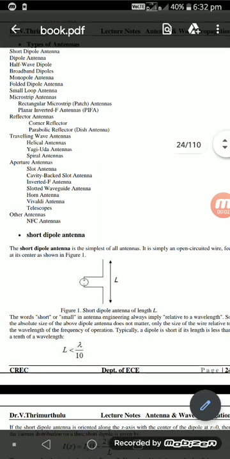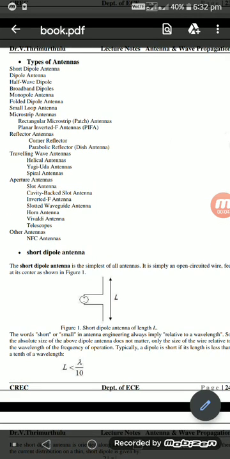Next topic, types of antenna. This type of antennas is the entire second unit. This second unit covers thin linear wave antennas. For these thin linear wave antennas, we have to explain the potential radiated from small electric dipole antennas. There are different types of antennas.